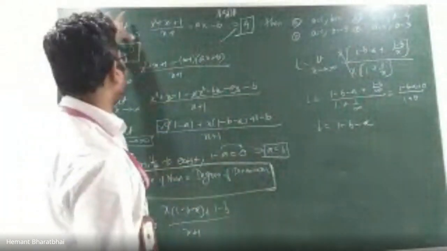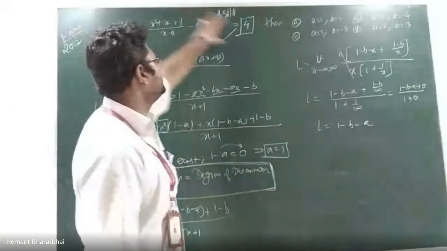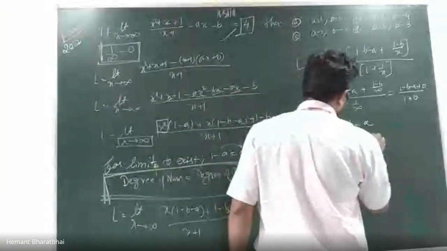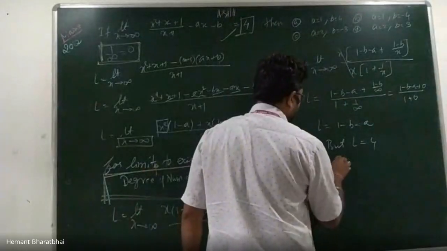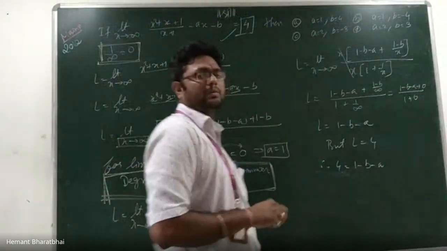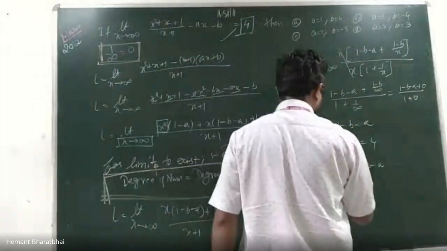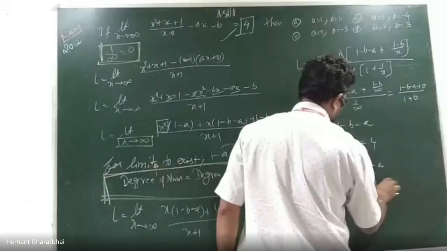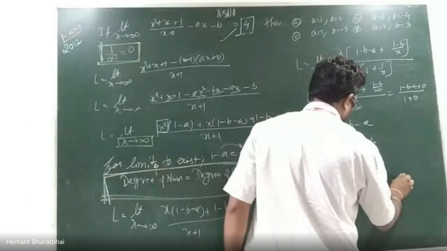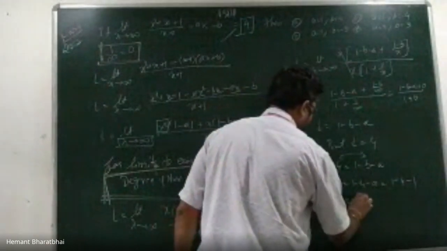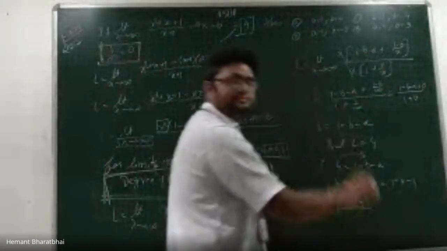But he has given that the limit of this question is 4. So he has given L is equal to 4. Therefore, I'll put 4 is equal to 1 minus b minus a. I want to find out the value of b, so I swap it and I'll get b is equal to 1 minus 4 minus a. The value of a is 1, so plus 1 minus 1 gets cancelled. So I'll get b is equal to minus 4.